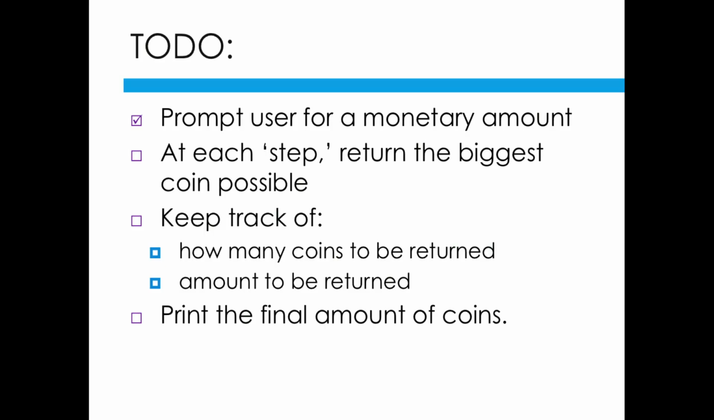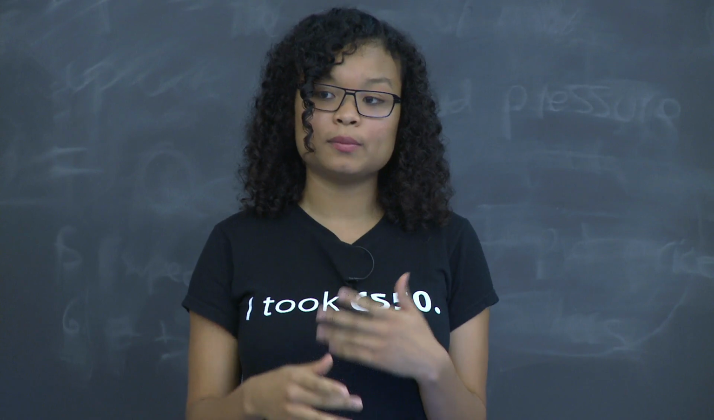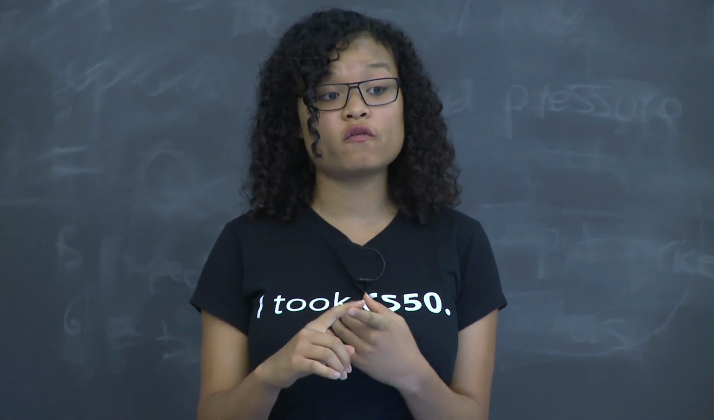Okay, so we've prompted the user for a monetary amount. Now what we want to do is essentially check, right? Can I use the biggest coin possible? If you can, then you use it. You keep track of how many coins you've used so far and also the declining amount, right?